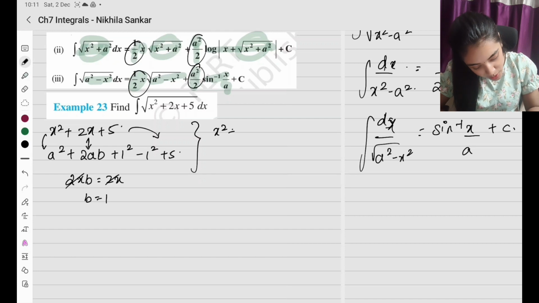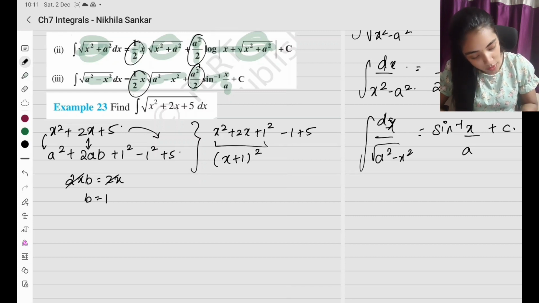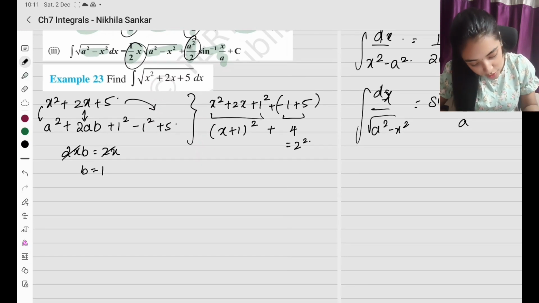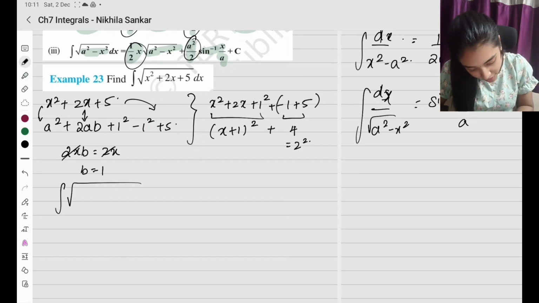It is basically x square plus 2x plus 1 square minus 1 square plus 5. So this is nothing but a plus b the whole square, x plus 1 the whole square, and this is going to be 4 which is 2 square. In this place there is a plus. Minus 1 plus 5, so here it will be a plus. So plus 2 square. So the integral looks like square root of x plus 1 the whole square plus 2 square times dx.